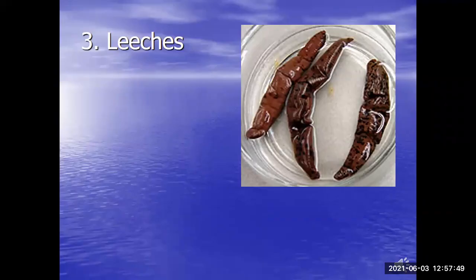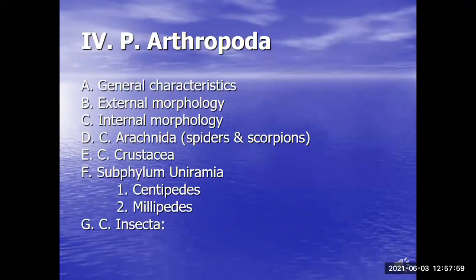All right, then we have these 5 groups. We have the spiders, the crustaceans, the crabs and lobsters and crawdads, and then we have the centipedes and millipedes, and then finally the big group is the insects. So let's go for a ride.